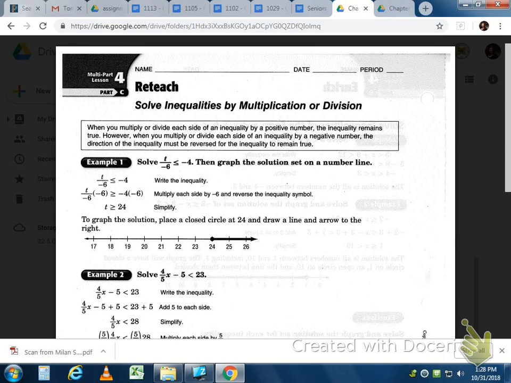Or maybe we have not talked about it in here, so let me see if I can highlight the part that's important. In the box it says, when you multiply or divide each side of an inequality by a positive number, the inequality remains true. So if you multiply by a positive number, no big deal. It's fine. However, this is really, really important, and hopefully you've already got this written down. When you multiply or divide each side by a negative number, the direction of the inequality must be reversed for it to remain true.